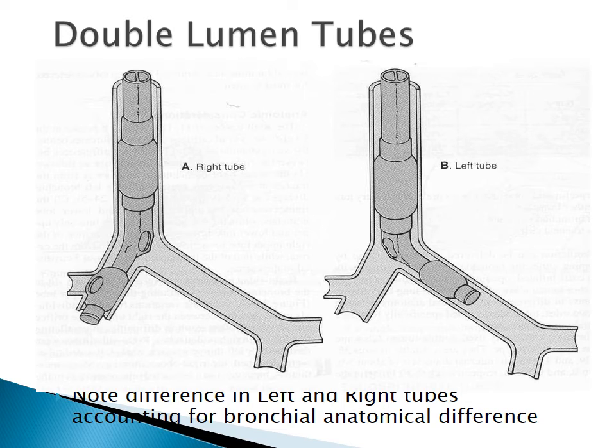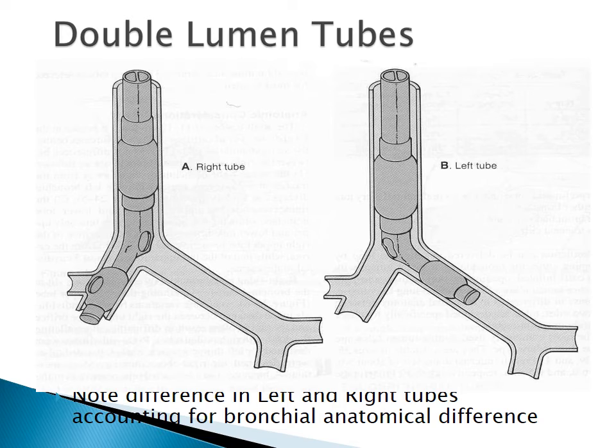What you will see are these double lumen tubes. Double lumen tubes come two different ways, a right and a left tube. Generally speaking, you will not see very many or have the opportunity to use a right double lumen tube. Generally, you will use a left double lumen tube. Okay? So, have you guys seen these? Anyone seen one of these yet? They're about that big. They are gigantic. They are really big tubes.